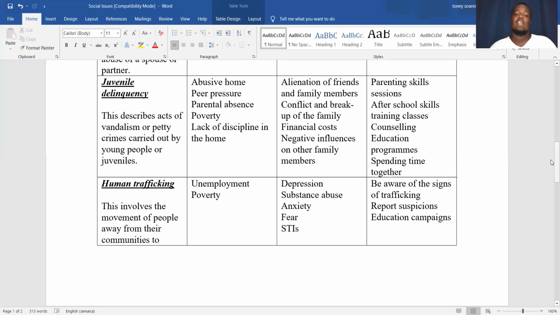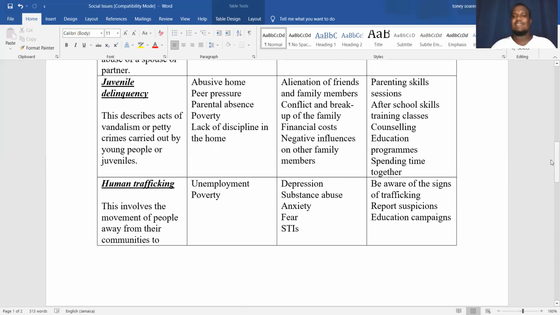Because they don't want that delinquent to influence younger children, or they don't want to be responsible for that delinquent if they get themselves in trouble, or if they hurt other persons, or if they become hurt by other persons, right? There might be conflict and breakup of the family as a result, because people just can't deal with some of these things. Financial costs, if the person gets themselves in trouble, to pay for a lawyer, you understand, and to replace things that might have been damaged or stolen. Negative influences on other family members, which we discussed earlier.